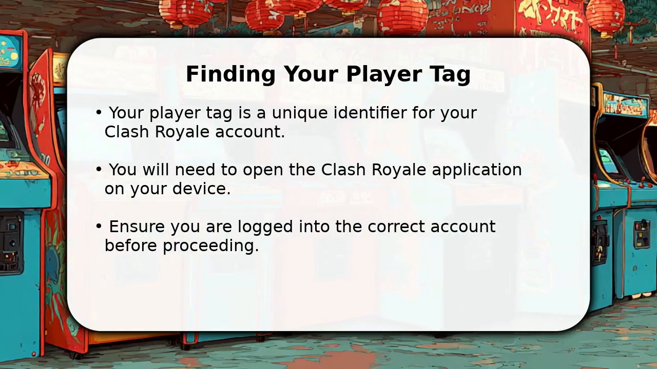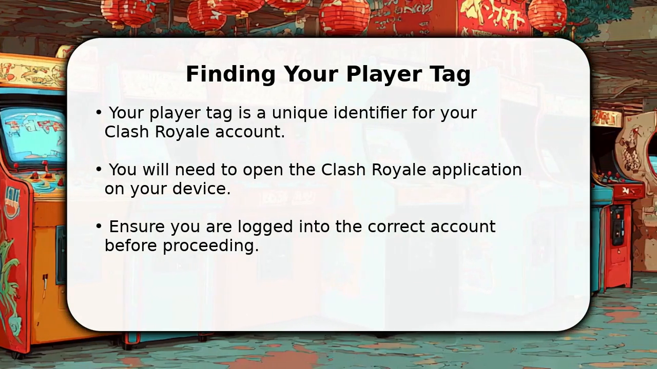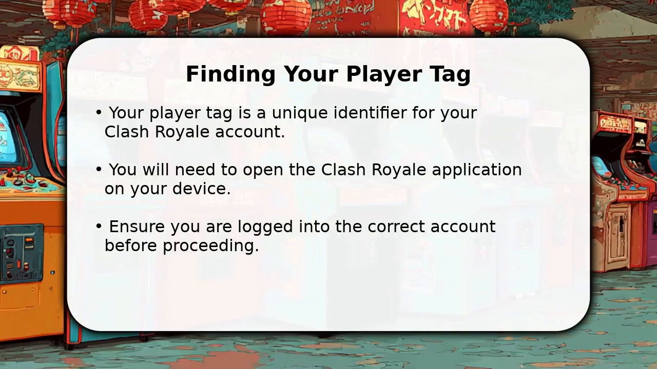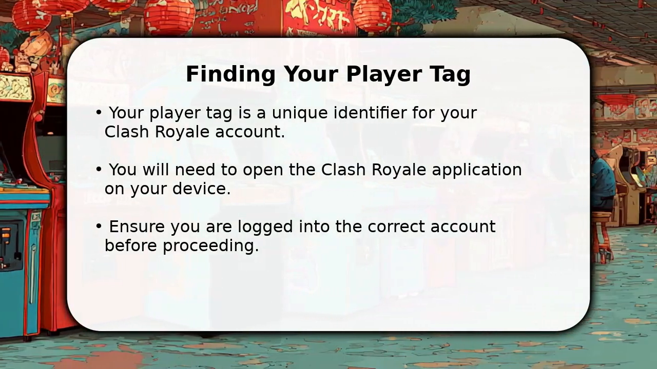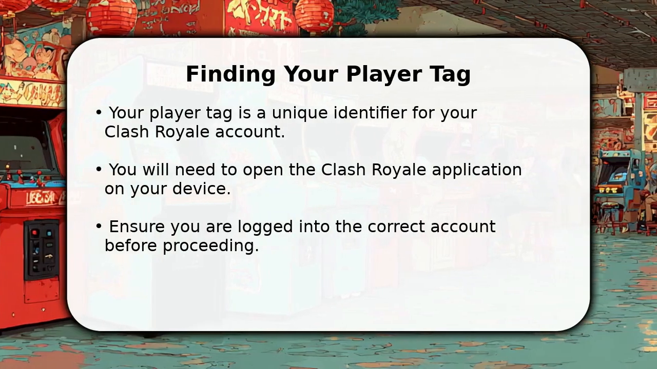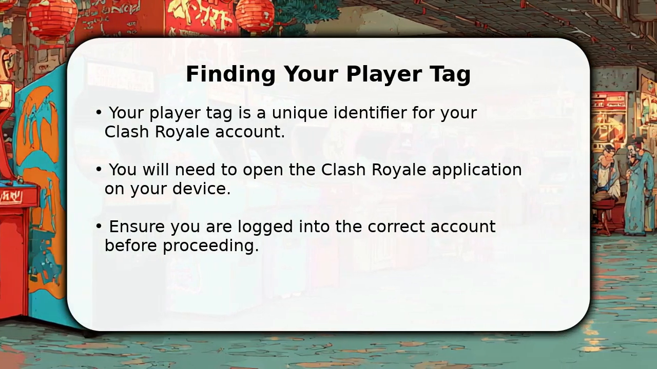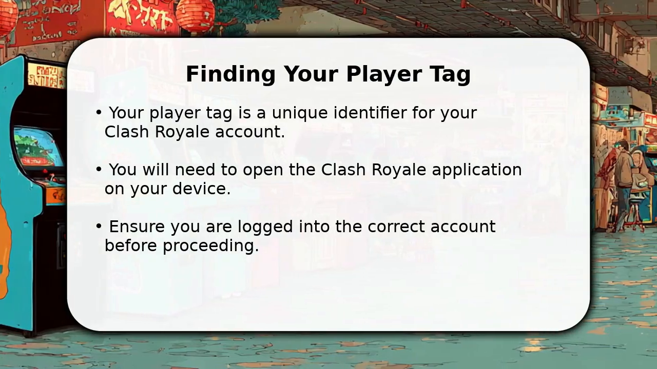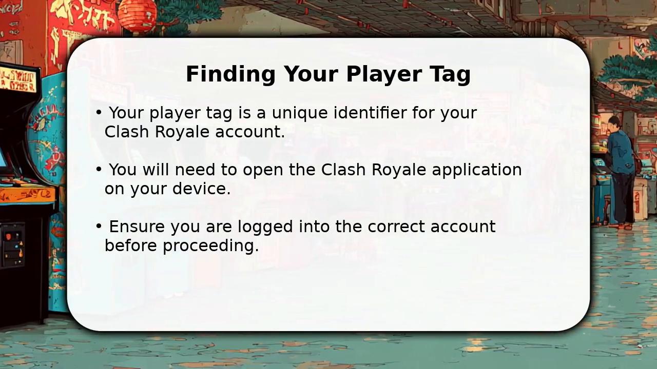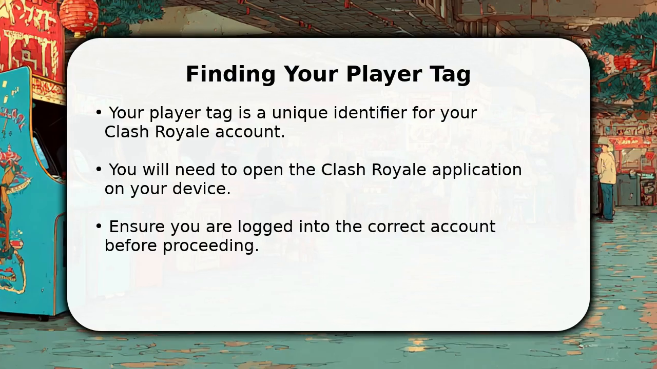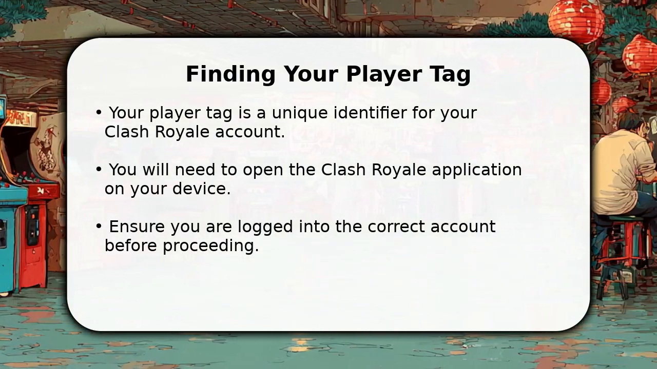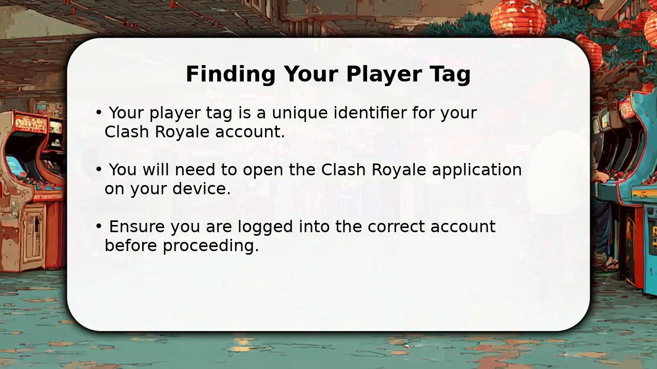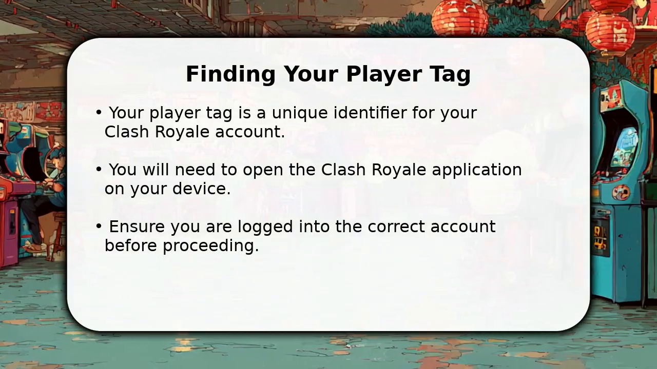Enjoy the video. In this video, I will show you how to see your player tag in Clash Royale. First, launch the Clash Royale game application on your mobile device. Make sure you are logged into the account whose player tag you wish to find. This unique identifier is crucial for connecting with friends or joining specific clans. It ensures you are easily recognizable within the game's expansive community, streamlining many in-game interactions.